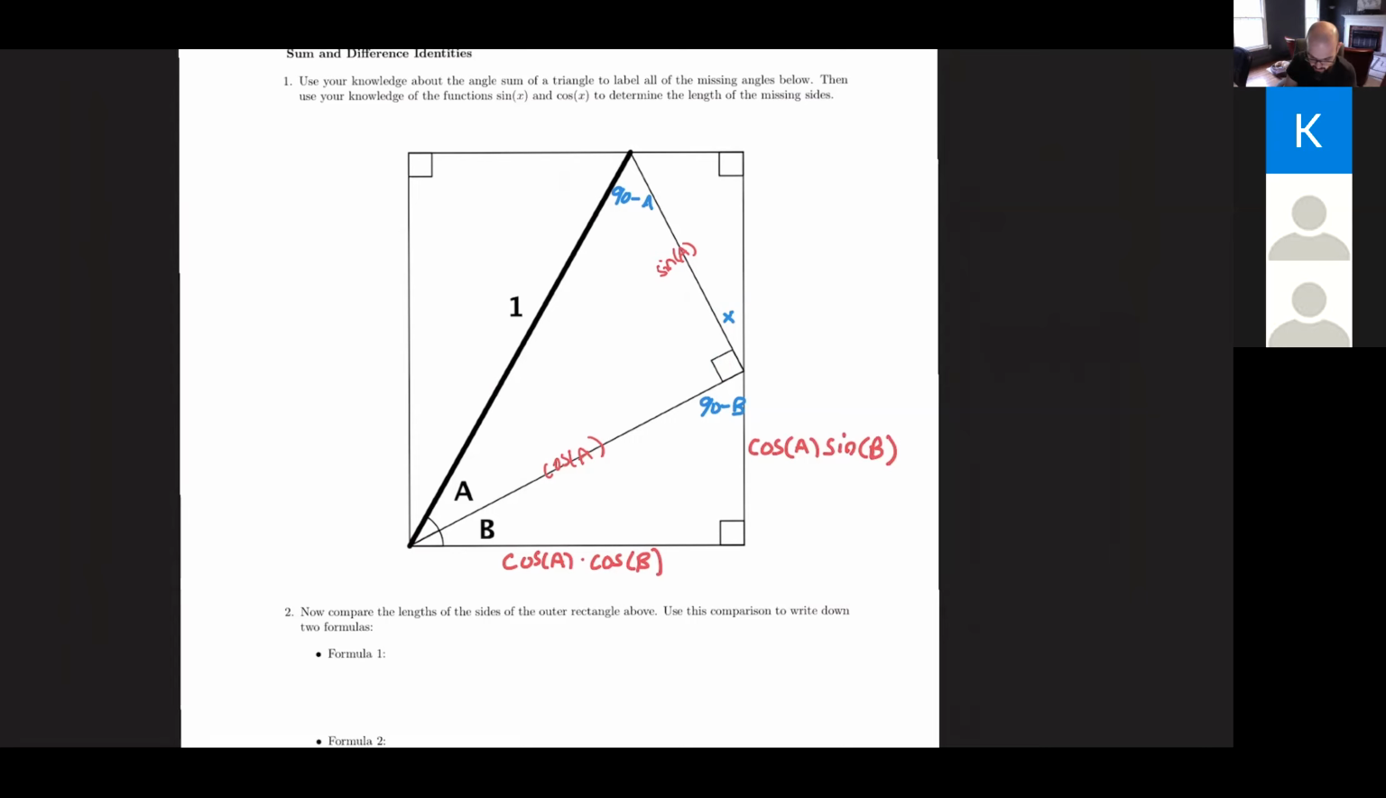So what I get is X plus 90 plus 90 minus B is equal to 180. Okay. So what's this 90 plus 90 in the middle? It's 180, right? So I get X plus 180 minus B is equal to 180. And so I subtract 180 from both sides, so I get X minus B is equal to 0. So then in this case, X has to be equal to B. Okay, so that's pretty cool.